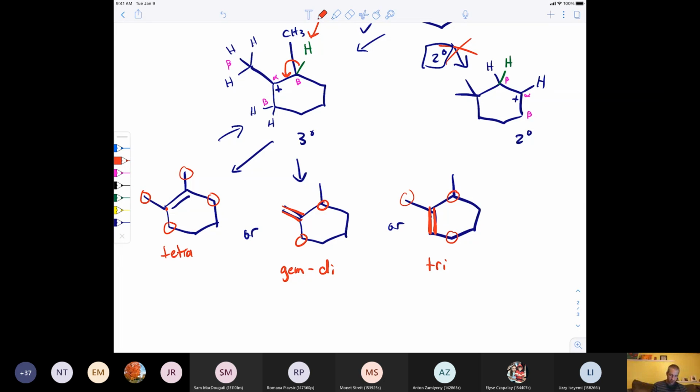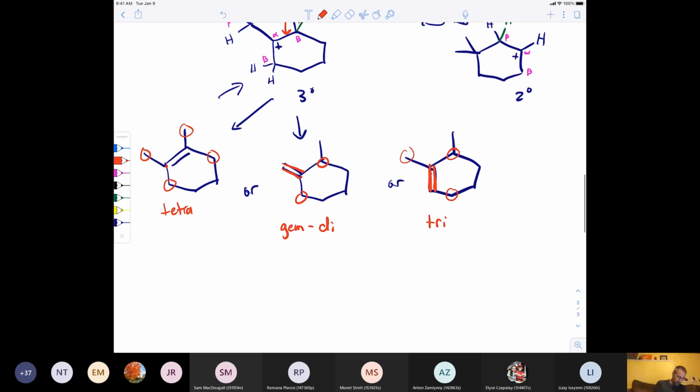So in terms of alkene stability, the ordering goes: tetra is most stable, then tri, then trans di. Cis di is about the same as gem di, which is better than mono.